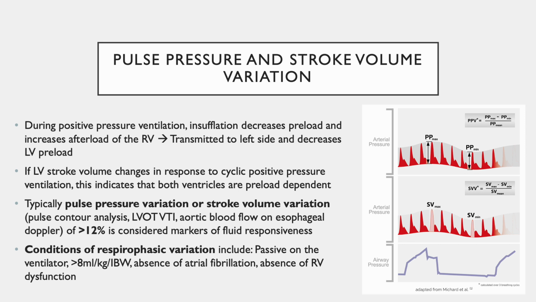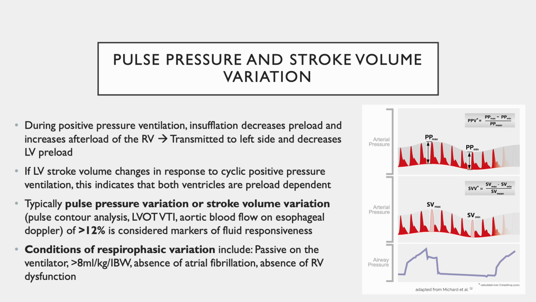Of note, in order for these measures to be accurate, a few preconditions called conditions of respirophasic variation need to be met, and these include that the patient should be passive on the ventilator, have tidal volumes of at least 8 mL per kg ideal body weight, and should have absence of atrial fibrillation or right ventricular dysfunction.